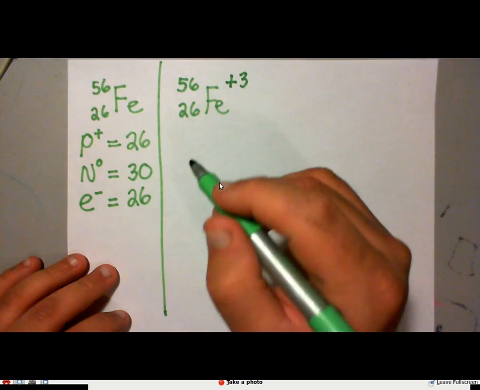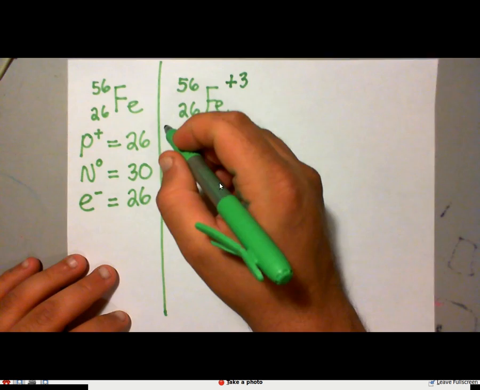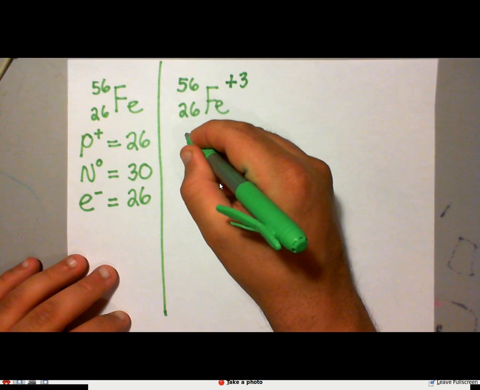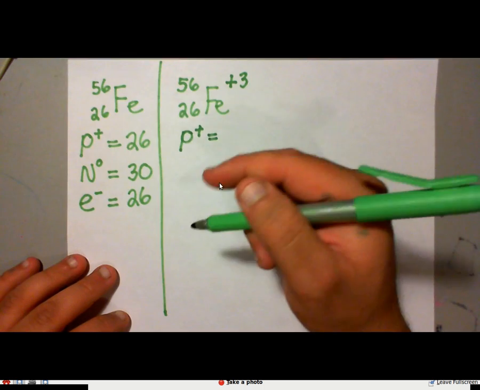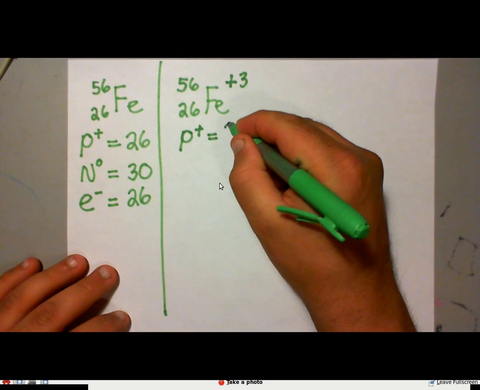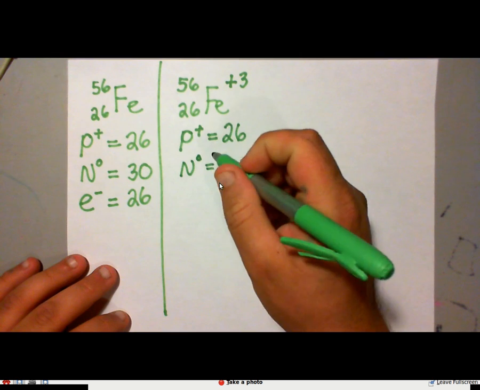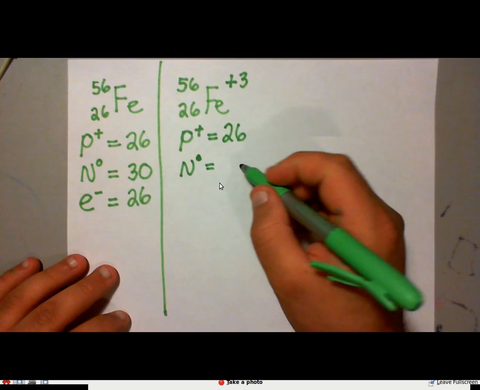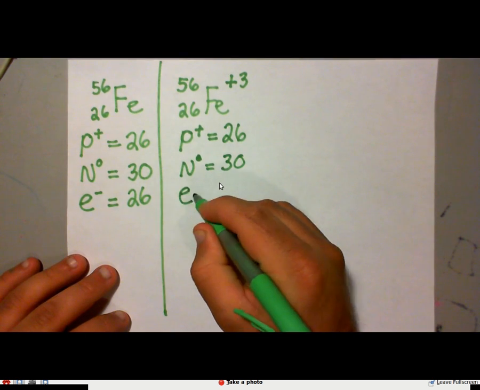Now, here's what's nice about this. Even though this is a cation, meaning a positive charge, you will still have the same number of protons. The proton number will never change. If you change the proton number, you change the element. So that number is still 26. The neutron number is still, in this case, 56 minus 26, which is 30. Still 30. The only thing that's going to change is the number of electrons.